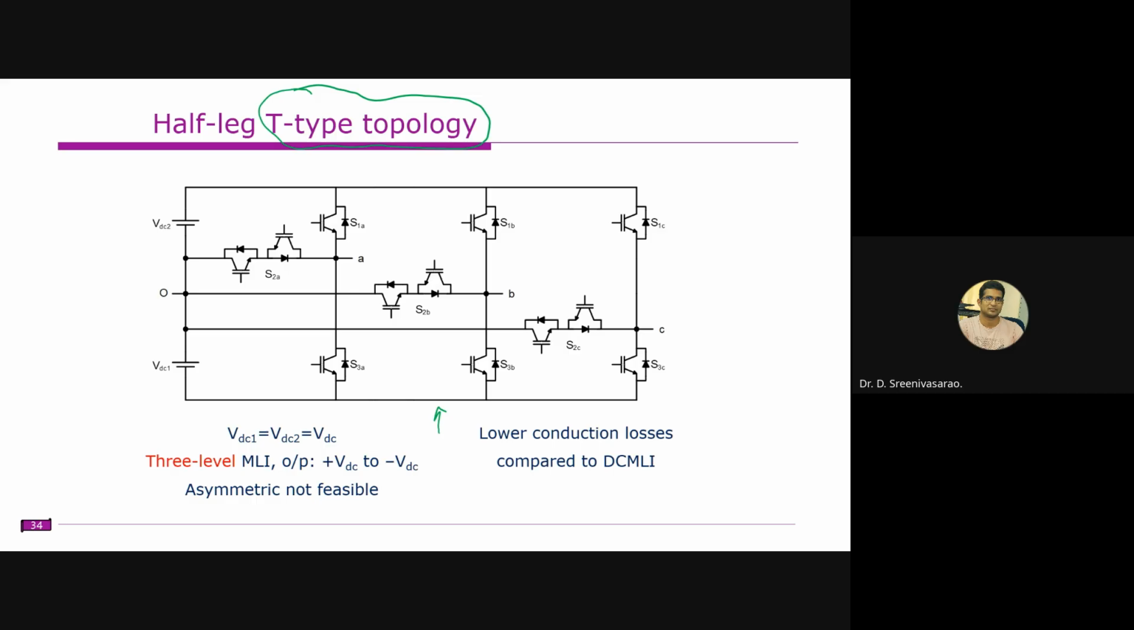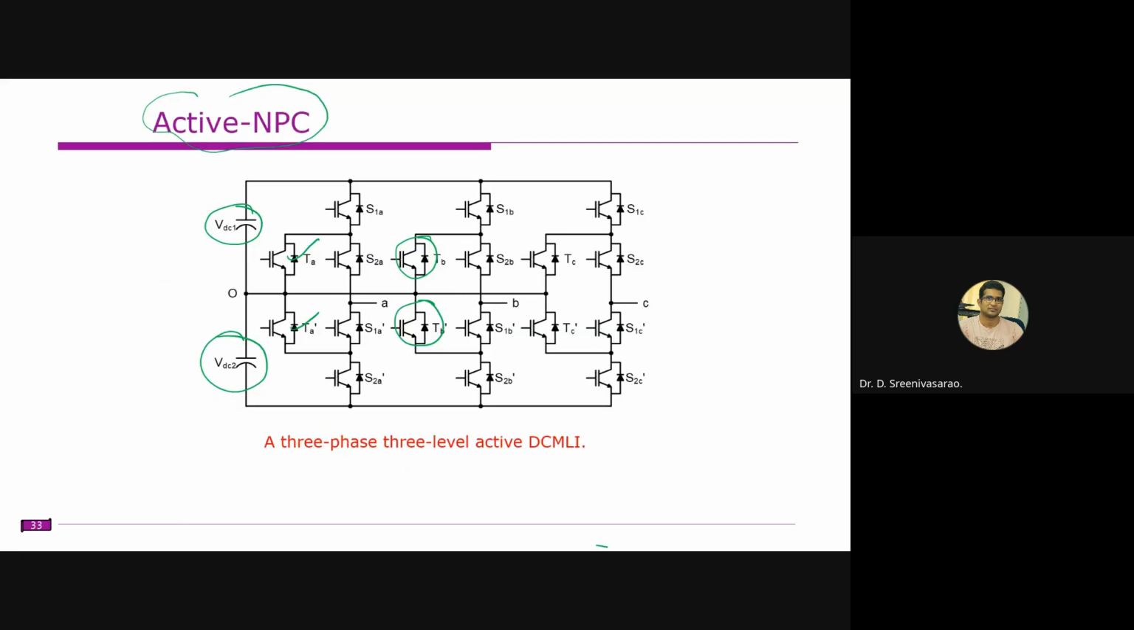This is an alternative for the diode clamp multi-level inverter, and also an alternative for the active neutral point clamped inverter. What we discussed is known as the active neutral point clamp. Earlier you had diodes, now you replace them with active switches. That's why it is known as active neutral point clamp. The drawback here is that these are additional switches, so again you need to control these switches. We need to write some control method so that we can recover the capacitor voltages.